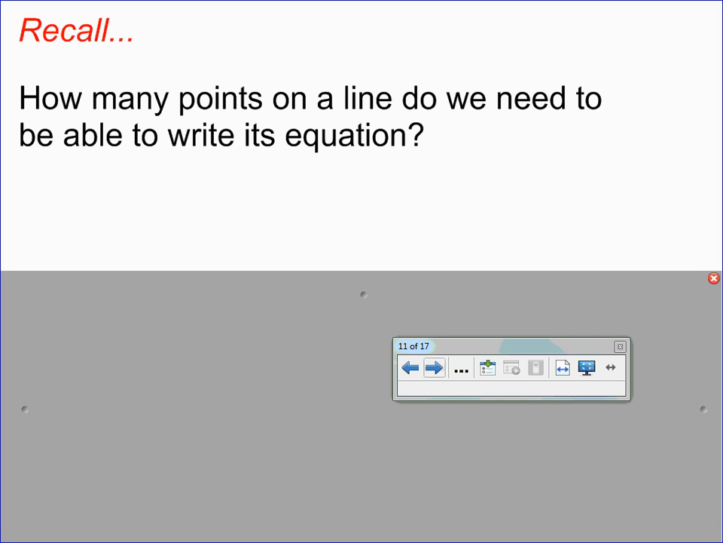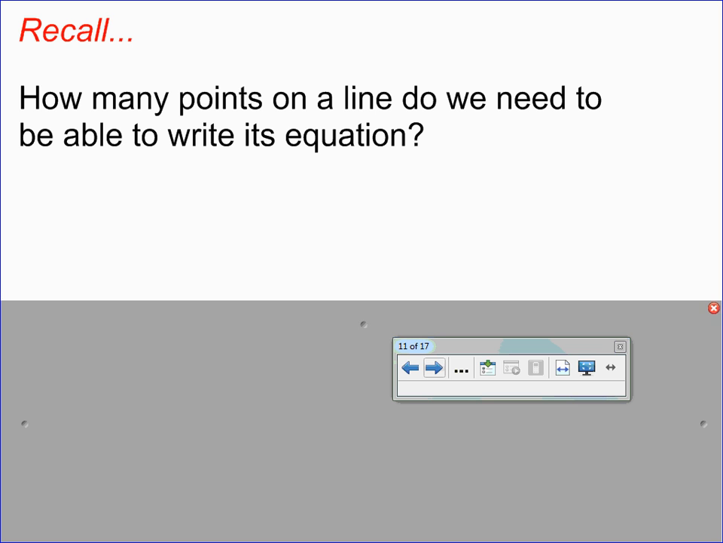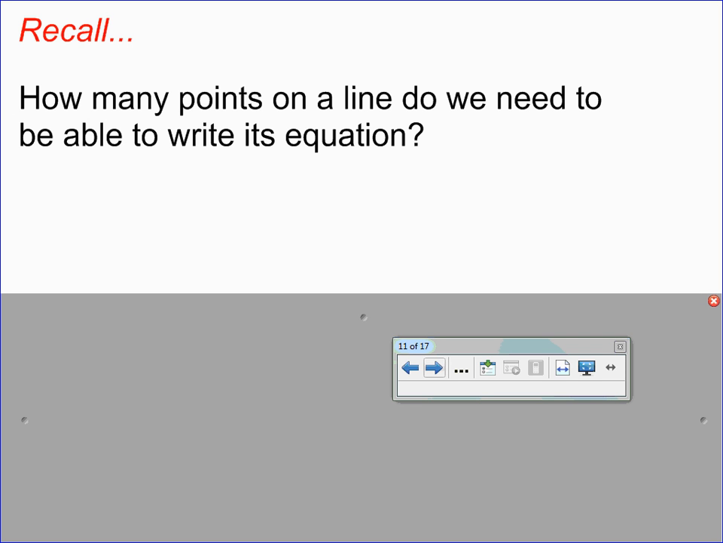So, recall, how many points on a line do we need to be able to write its equation? If we're talking about writing a unique equation for a line, we'd have to know 2 points. If we know 2 points that are on that line, then there's only one way we can connect those 2 points and get a line. So how many points do we need to write the equation of a line, a first degree polynomial? We need 2 points. 2 points uniquely determine a line.